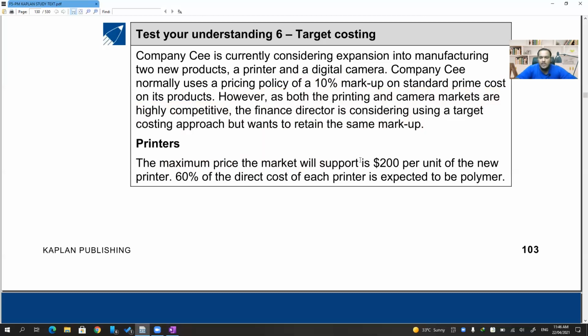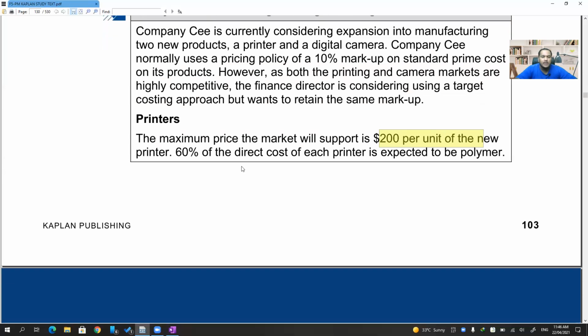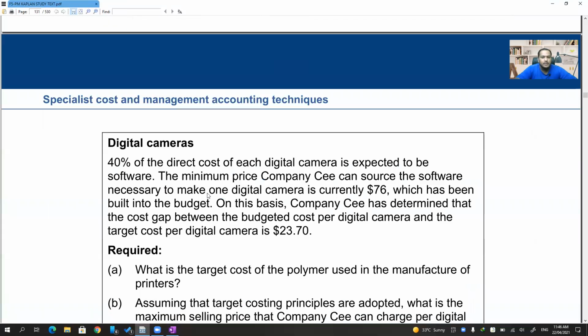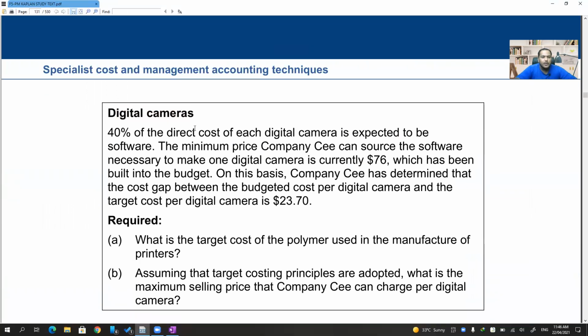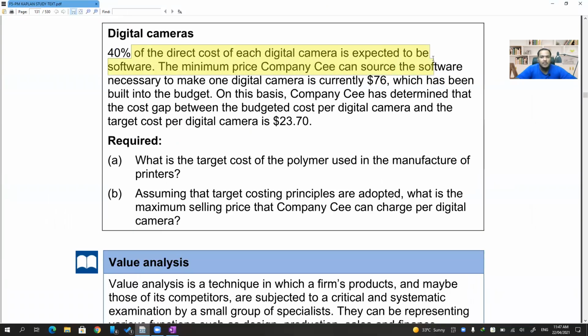Maximum price the market will support is 200 per unit of the new printer. 60% of the direct cost of each printer is expected to be polymer. Digital cameras: 40% of the direct cost of each digital camera is expected to be software. Minimum price Company C can source the software necessary to make one digital camera is currently 76, which has been built into the budget. On this basis, Company C has determined the cost gap between the budgeted cost per digital camera and the target cost per digital camera is 23.7. What is the target cost of the polymer used in the manufacture of the printers?